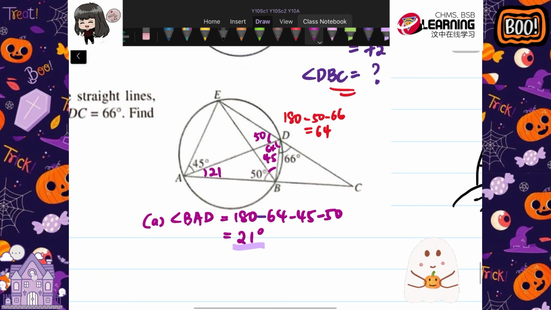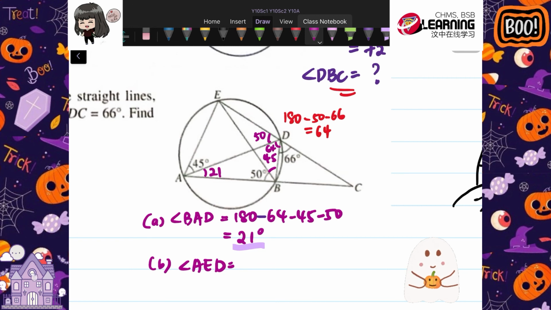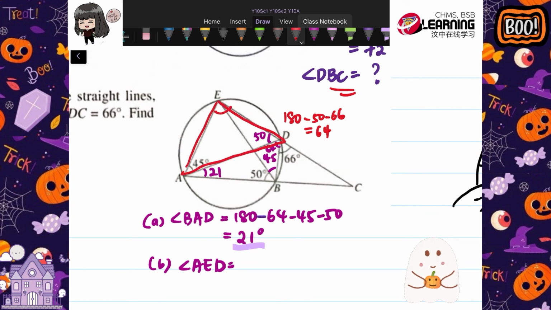The next question they are asking for AED. AED is easy because, if you can see, this is a triangle also. So 180 minus 45 minus 50, you will get the answer. You do it on your own.